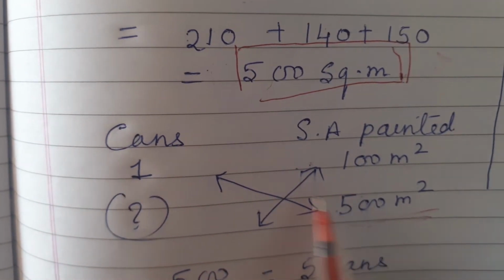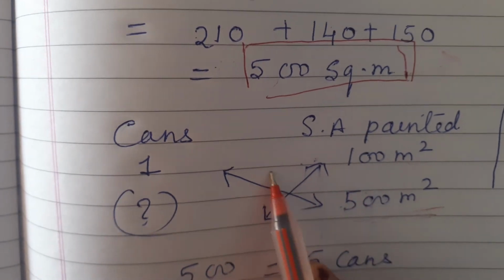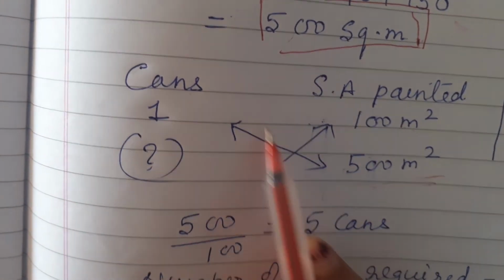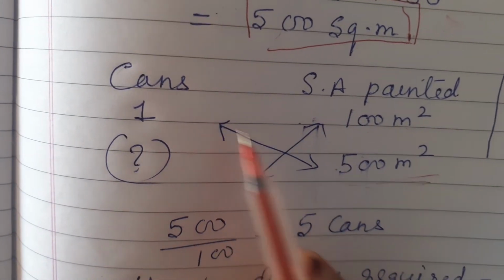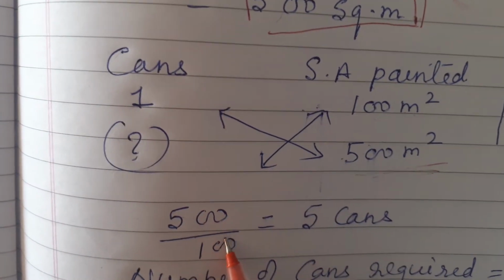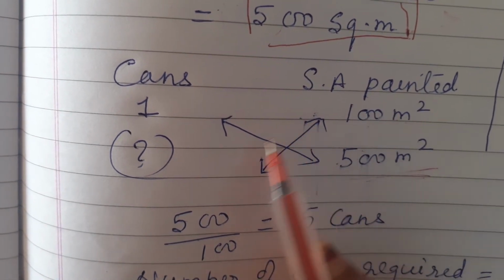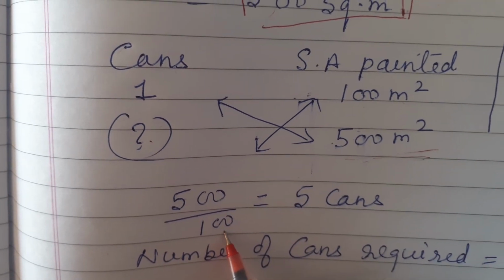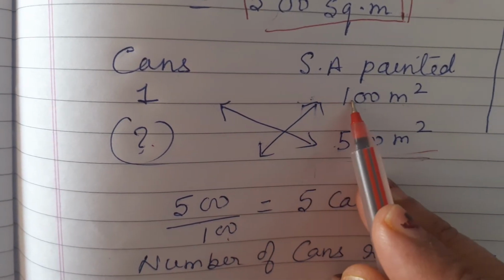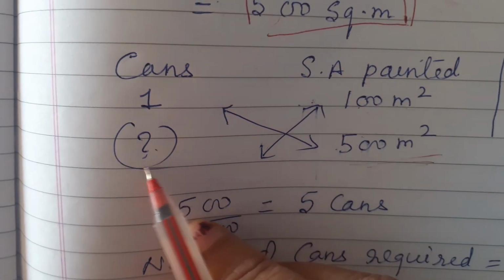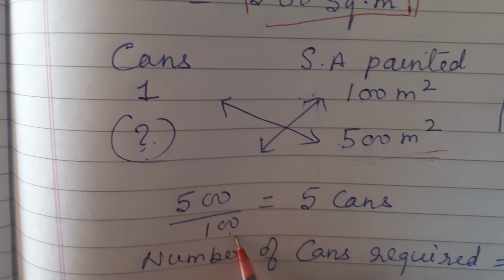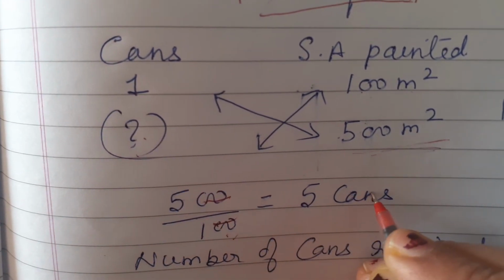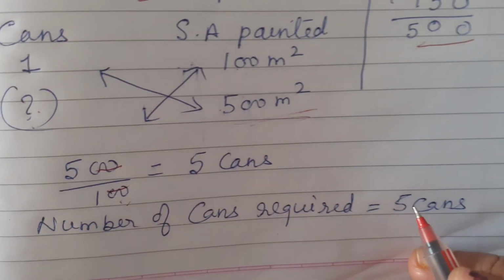So you have to cross multiply these two and divide by 100. This is called the cross multiplication method, where the two numbers which are available to you will be in the numerator, and the one in which you are having the question mark will always be in the denominator. The cross multiplied numbers where one is given and the other is not given will be the denominator. And now on cutting it out, you will get 5 cans. Number of cans required is equal to 5.